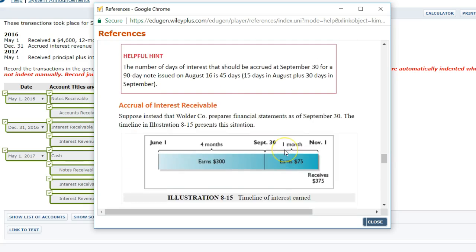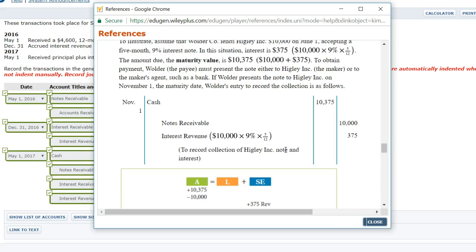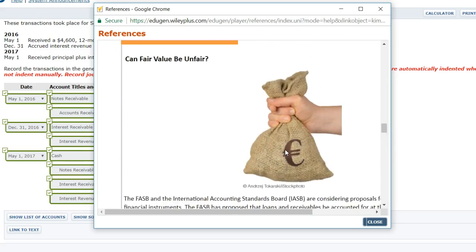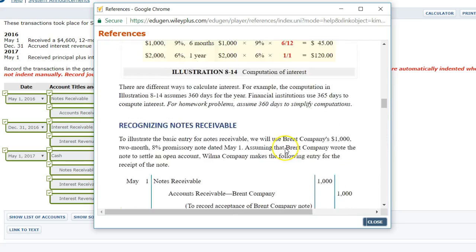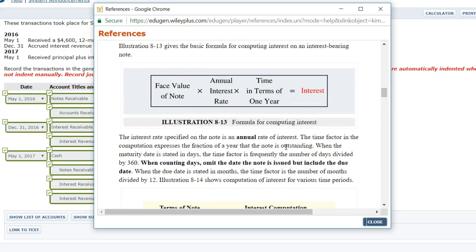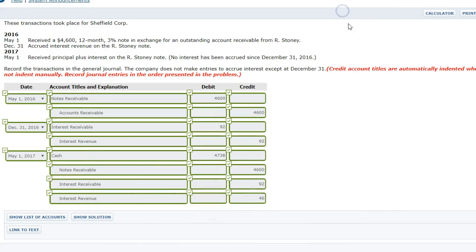And to do that, we would need to use the formula to compound interest, which is also found up here above. Here we are. And we know from the text that to compound interest, we would take the face value of the note, multiply that by the annual interest rate, and multiply that by the time in terms of year to equal the interest that we would earn, that we would accrue. So go ahead and minimize that.